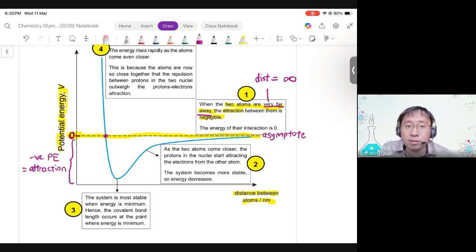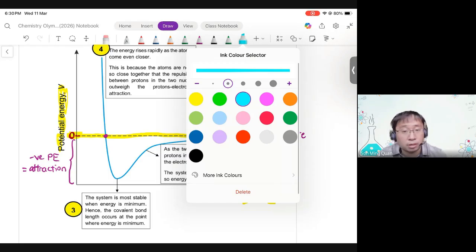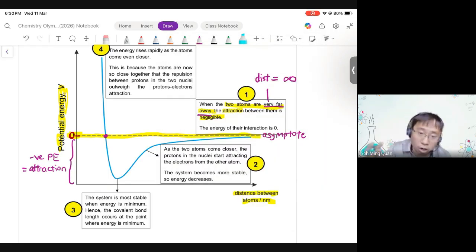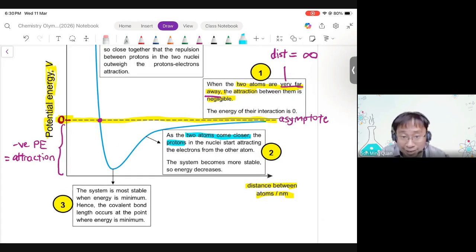Now what happens if I make the atoms come closer to each other? As the atoms come closer to each other, obviously they interact. The electrons, the protons will interact. How do they interact? As the two atoms come closer together, the protons in their nucleus will start attracting the electrons from the other atom. It's like you seeing your friend from far away. Hey, come over. It's the same concept. So same here. The protons in the nucleus of an atom can start attracting the electrons from the other atom.